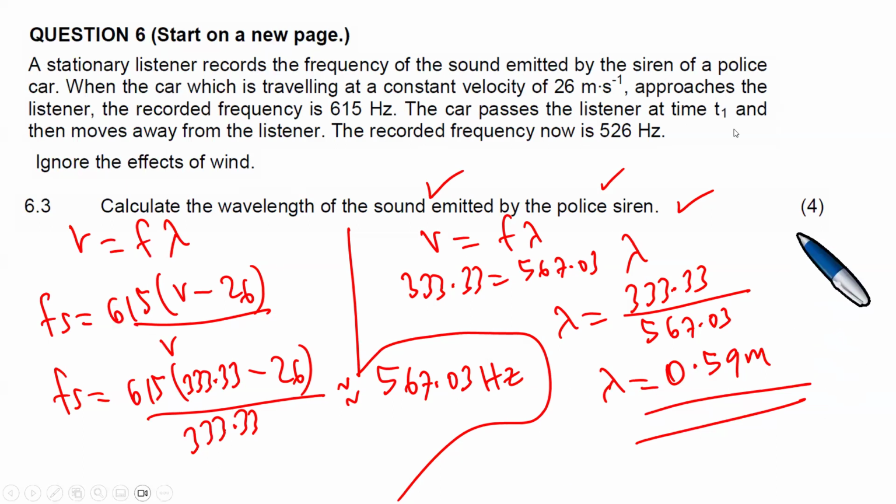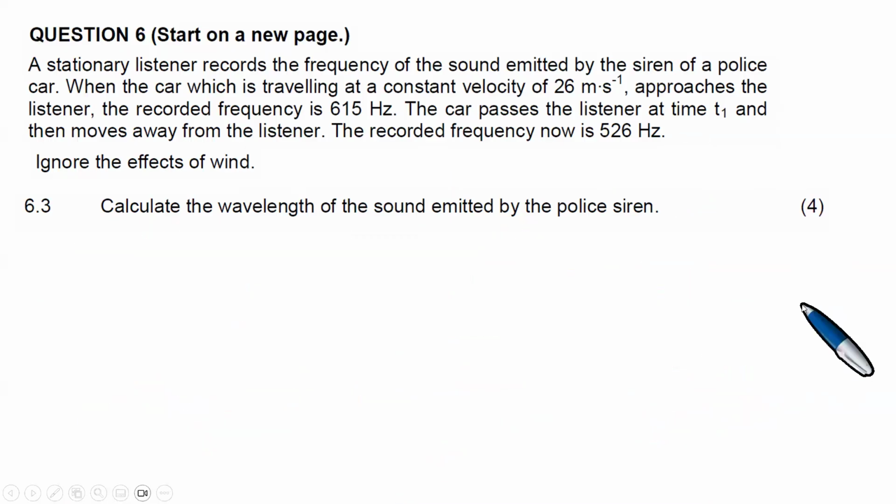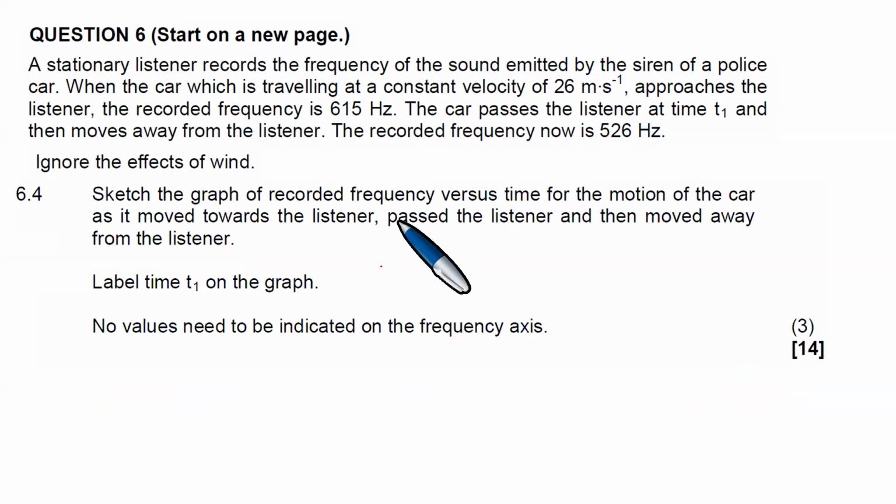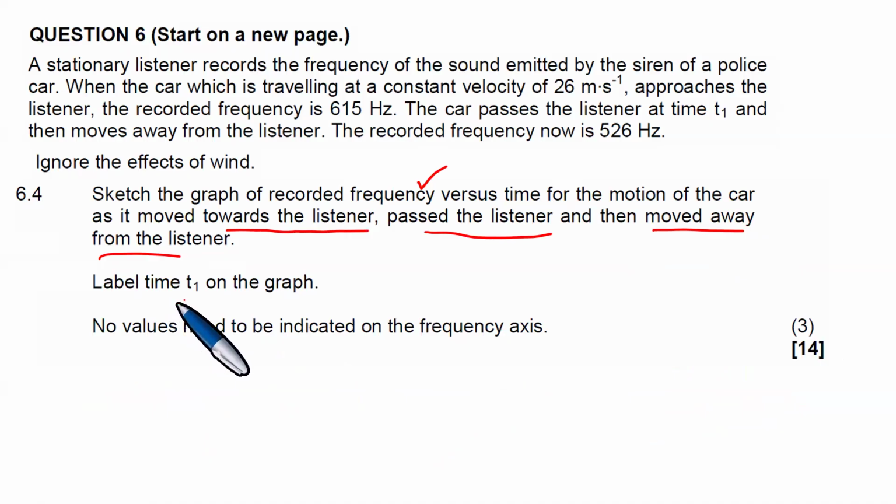Okay, let's look at the next question. Sketch the graph. Ignore the effects of wind. Sketch the graph of recorded frequency versus time for the motion of the car as it moved towards the listener, past the listener, and then moved away from the listener. Label time t1 on the graph. No values need to be indicated on the frequency axis.